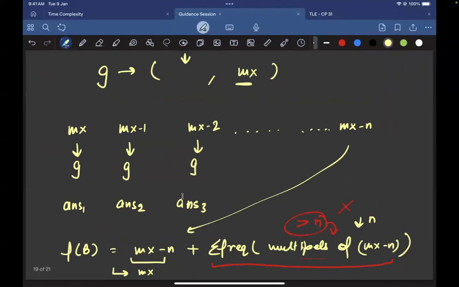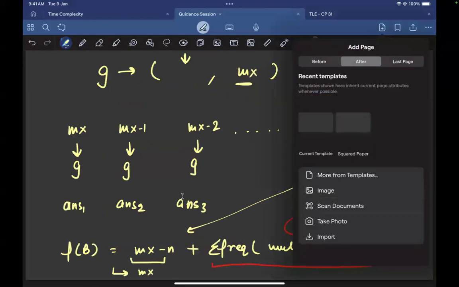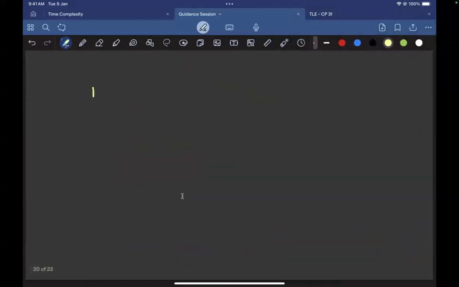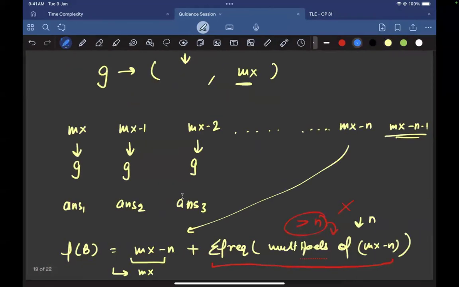Now, after this, if let's say you consider a GCD of mx minus n minus 1, then what would have happened? Your GCD would have been mx minus n minus 1, and let's say the maximum frequency would have been n only. Then this n and this n get cancelled and you get mx minus 1 as your answer. So after this point, your answers are always decreasing. Always decreasing. Yes or no, guys?